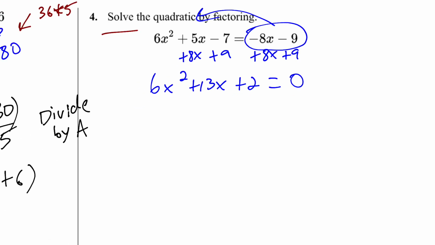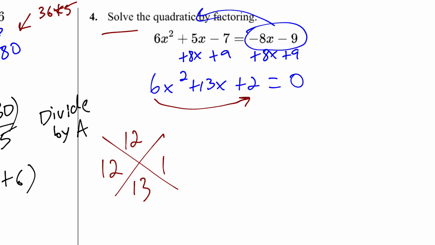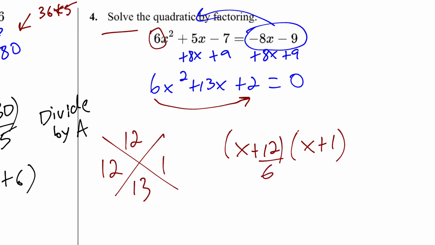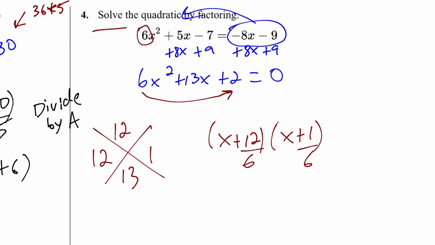Then let's think about the slide and divide method. I'm going to slide the 6 over here, so if I do the x, I have a 12 on top and a 13 on bottom. So it's going to be 12 and 1. So if I write x plus 12 and x plus 1, I have to divide by my a term. Here this is going to be x plus 2, and this will be 6x plus 1.